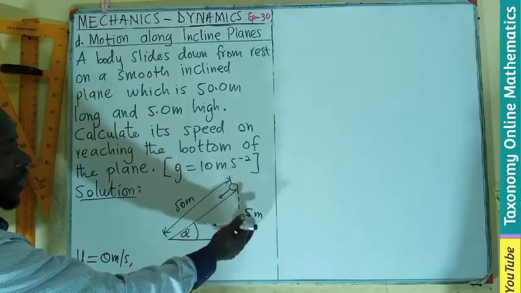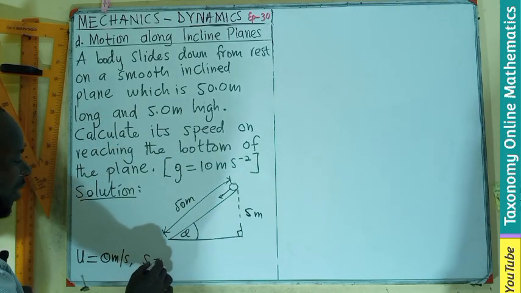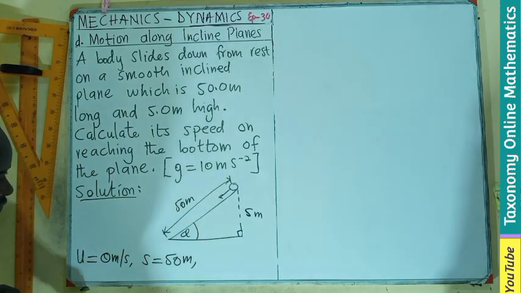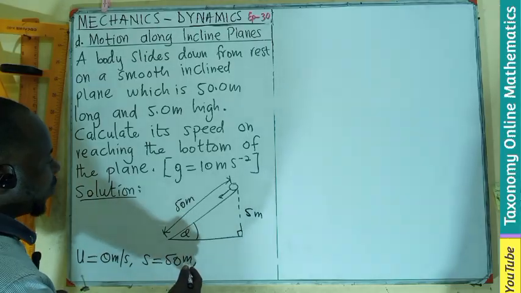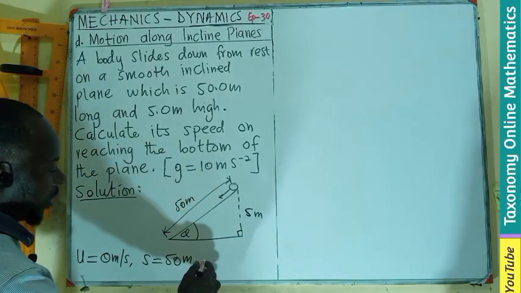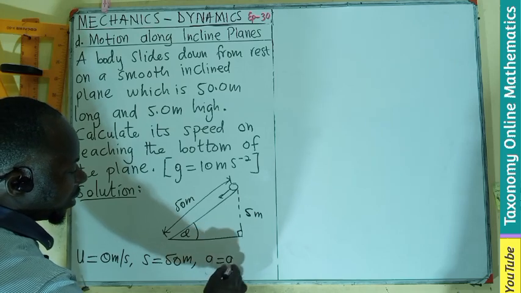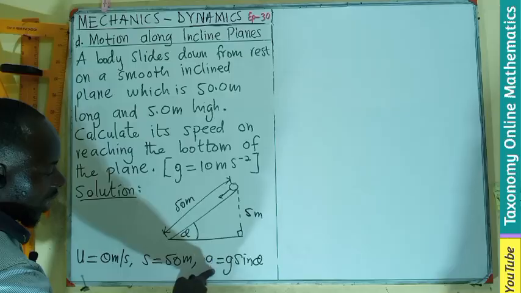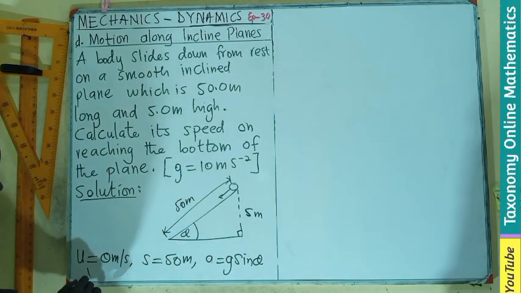The distance up is 5. So I'll be using 50 meters as our distance traveled. What again do we have? Time is not mentioned, but we can think of the acceleration of the body, which we know is g sine theta. What again do we have from this question? I think these are the information provided. We are looking for final velocity, which is unknown.